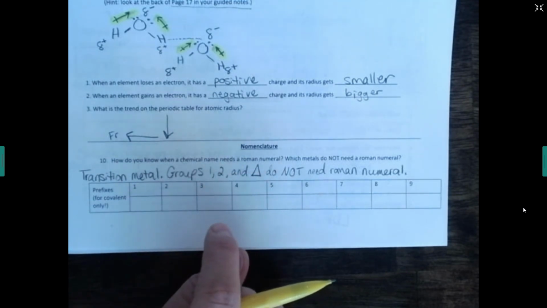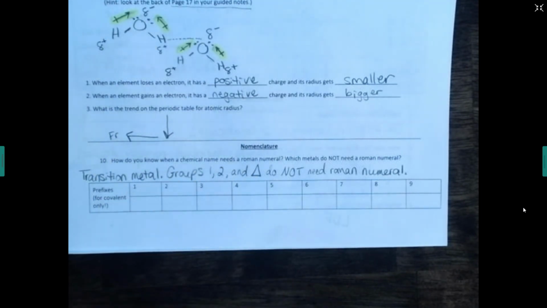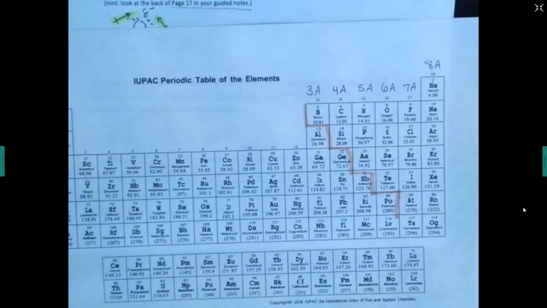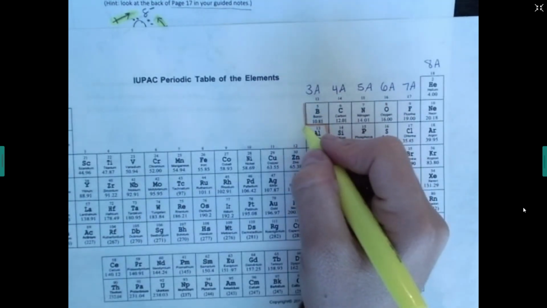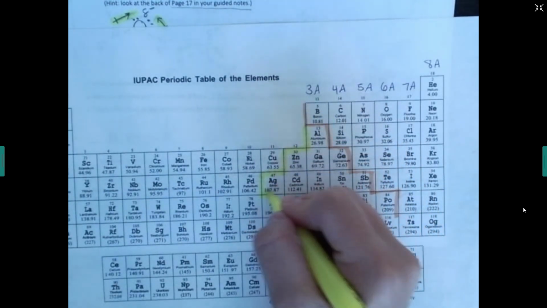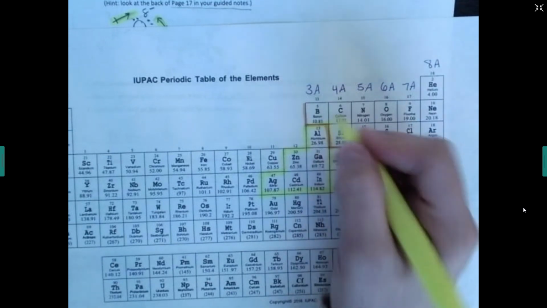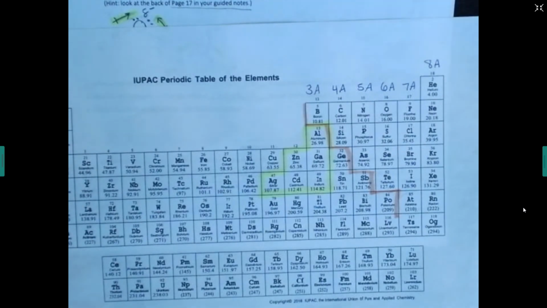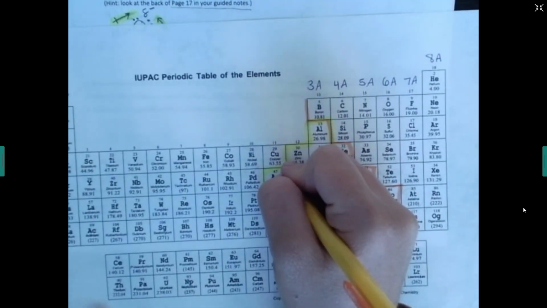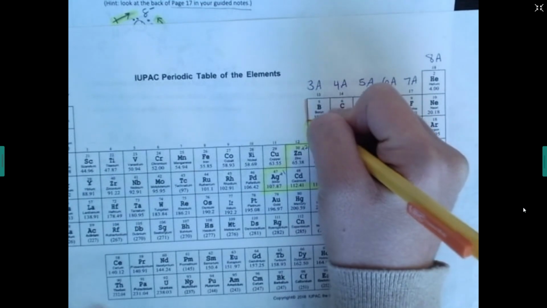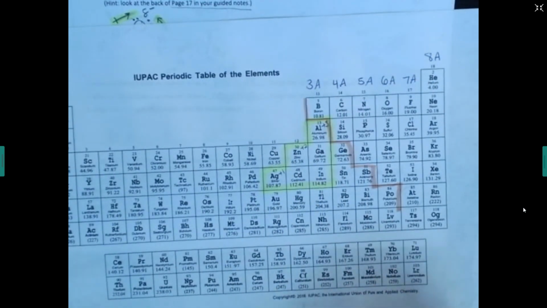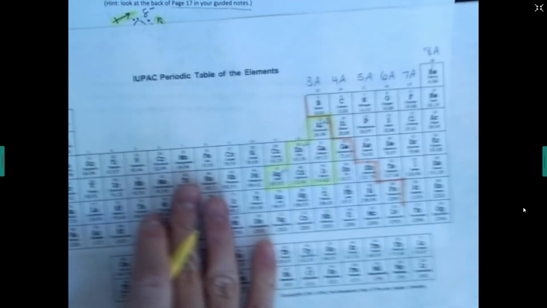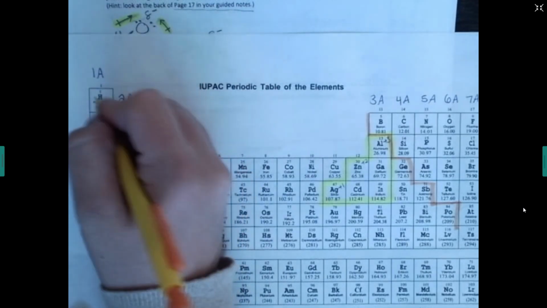When I say triangle, you should all have your triangle marked on your periodic table. If you don't, now is a wonderful time to do that. Your triangle is these elements right here. These don't need Roman numerals because these ones are all +3, these ones are +2, and this one's +1. If you need to drop that in, write that in. All of these other ones need Roman numerals, except hydrogen, because hydrogen is not a metal.